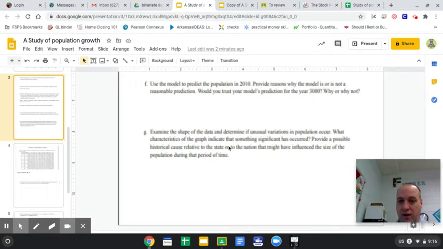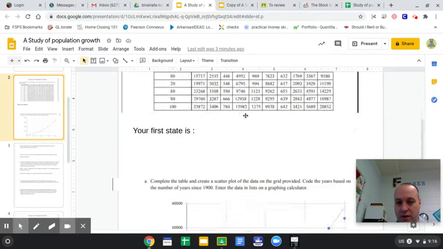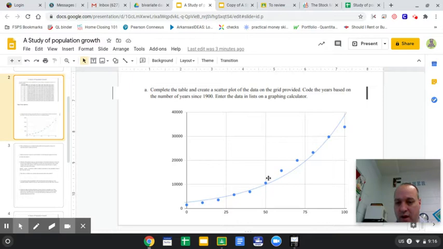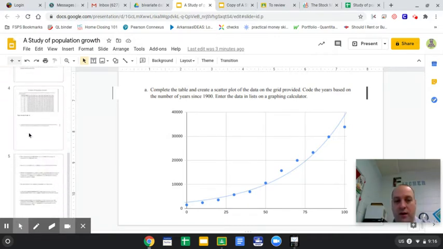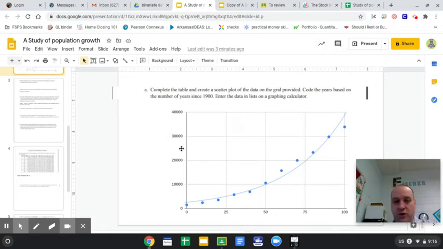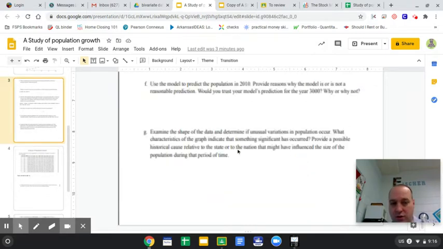All right. And then examine the shape of the data and determine if unusual variations in population occur. So if we looked at our scatter plot that we made, it looks like right after 1950, it really started to shoot up. Well, what happened in 1950? It was right after World War II, and that's when the baby boomers happened.